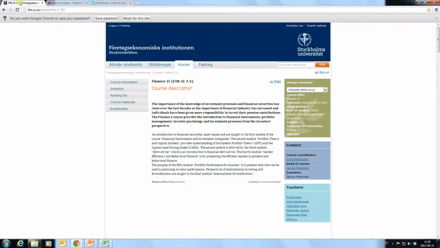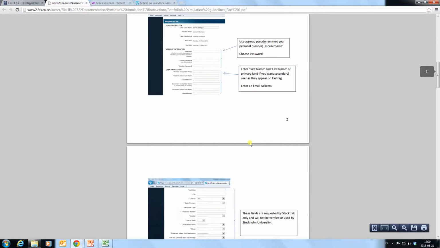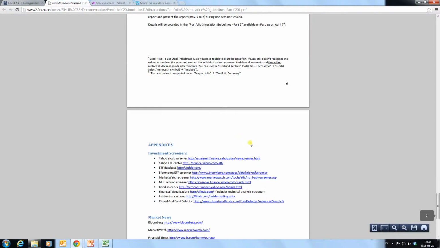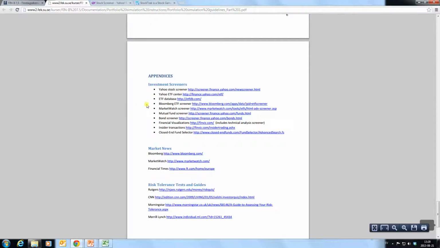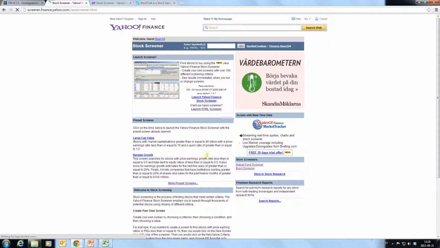We start by going to the course webpage, then to course materials, the portfolio simulation instructions, and the portfolio guidelines. Now, if we scroll down to the end, then we find different investment screeners here. So today I'm going to focus on the Yahoo stock screener, which is a screener to find stocks. Okay, so you just follow this link here, and you get to this page.